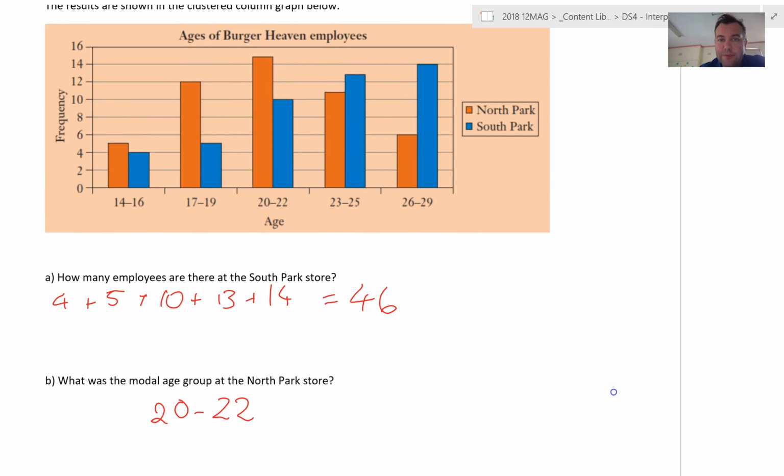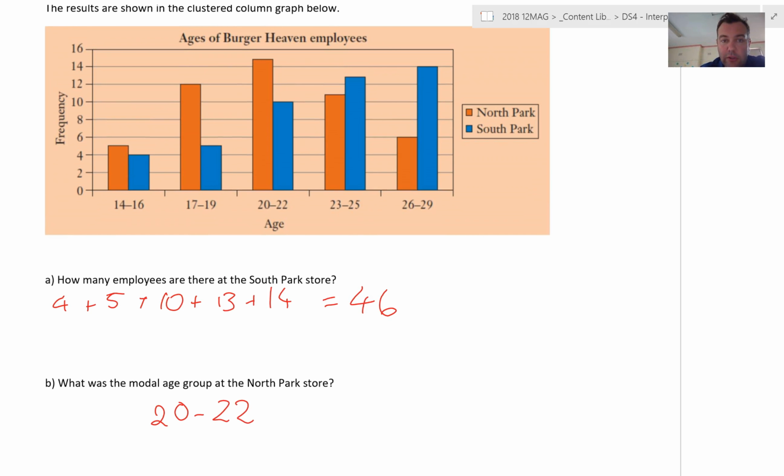The lower average age. Now, we could work these out. I know there are 46 employees, I could take a centre and whatever else, but let's use a bit of logic about this. Consider this. Let's look at this age category here, 20 to 22. Now, for North Park, approximately, because it's symmetrical, approximately equal numbers of employees are younger than that and older than that. So that tells me that the mean age of North Park is going to be in this group here, because the other scores are sort of balancing it out.